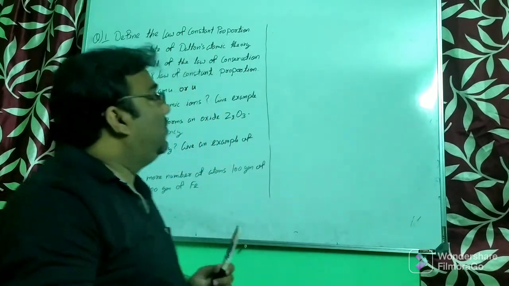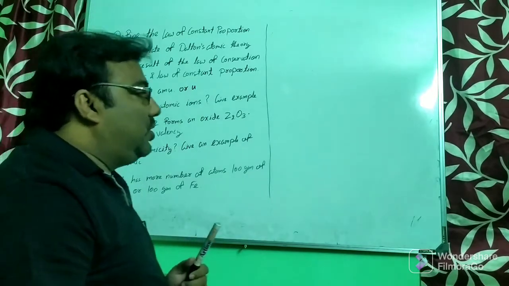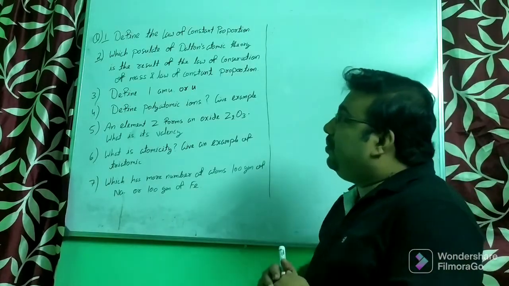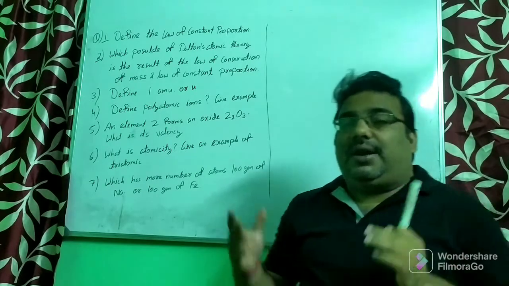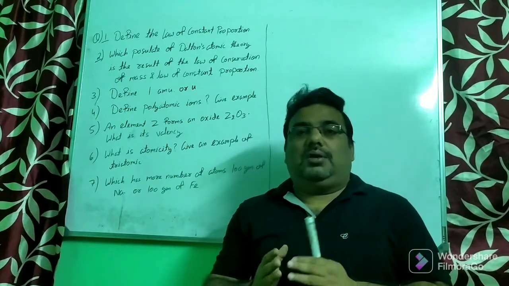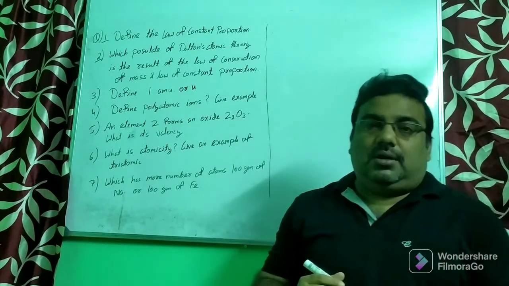Now let's start with atoms and molecules important questions. First question is: define the law of constant proportions. According to the law of constant proportions, when elements chemically combine together to form a compound, they do so in the same proportion by mass.